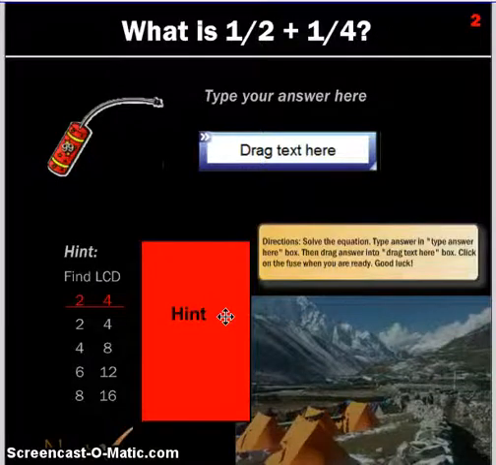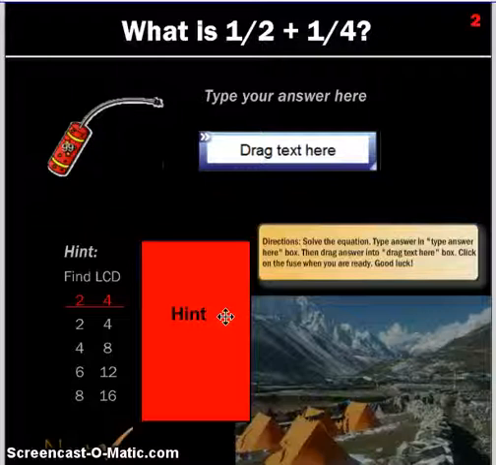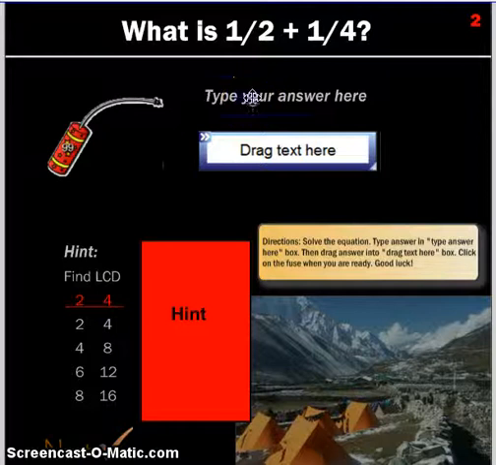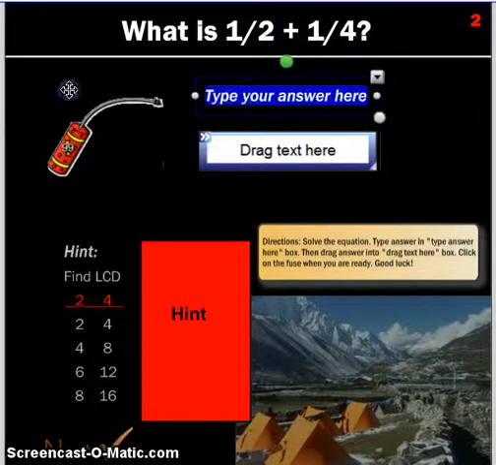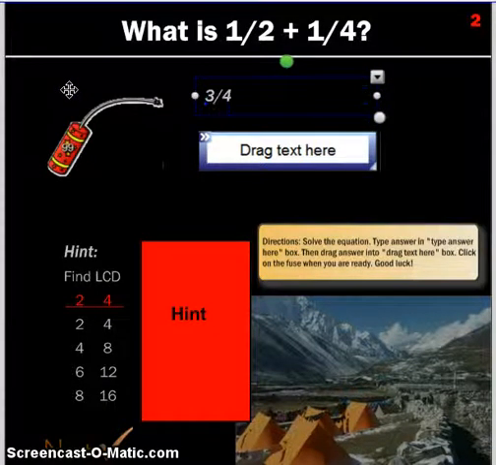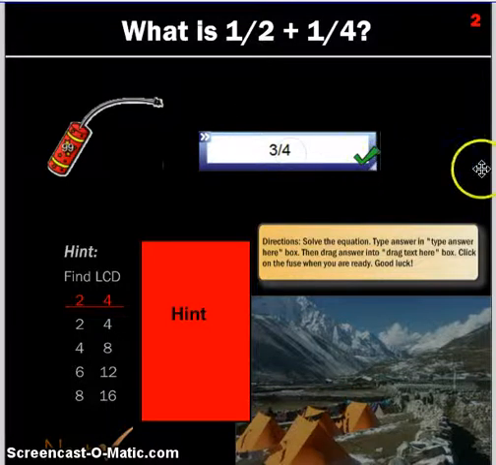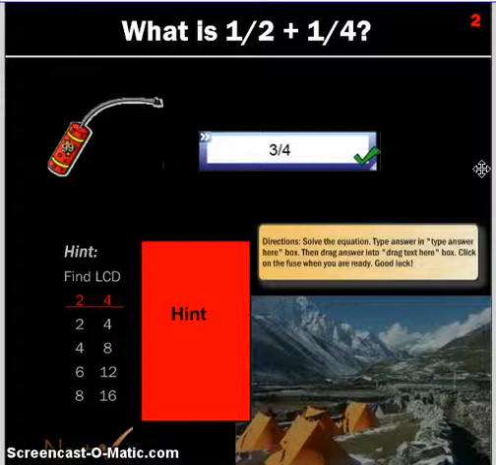So on the scrap piece of paper, the students would make this chart themselves. Then they would take the 1/2 and multiply the top and the bottom by 2 to convert it to 2/4. 2/4 plus 1/4 is 3/4. After they solved, they would take their mouse and type up their 3/4. Then they drag it in, and the green check mark means that it's correct. The red X means it's incorrect.